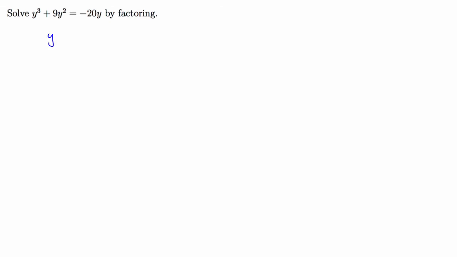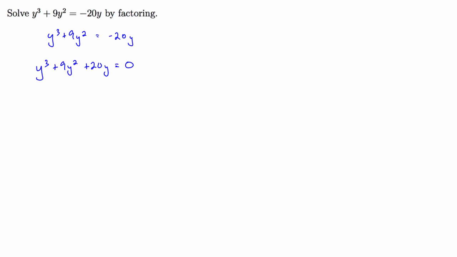To solve the equation y to the third plus 9y squared equals negative 20y by factoring, the first step has to be to set the equation equal to 0. To set this equation equal to 0, we will add 20y to both sides of the equation. Adding 20y to both sides will give us y to the third plus 9y squared plus 20y equals 0.